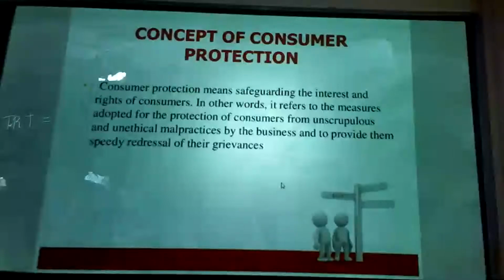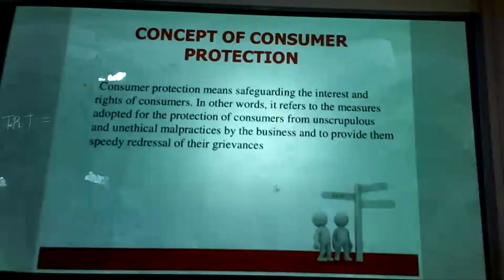It mainly protects against unethical practices and malpractices. All of you know that nowadays the major tendency is food adulteration. That tendency we have to avoid. We have to consider consumer protection and the redressal of their grievances. So ultimately, what are the directions given?